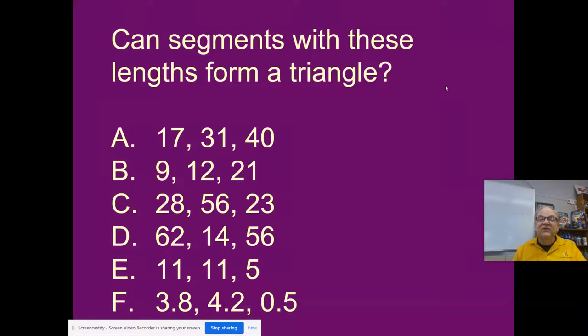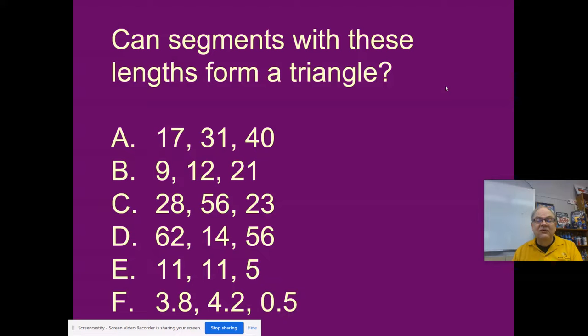So here's some questions that are asking you, could these lengths make a triangle? And you can look at some of these fairly quickly and figure out whether they're yes or no. For instance, if you add 17 plus 31, you're going to end up getting 48. That's bigger than 40, and so yes, that will make a triangle. On the other hand, on B, if I add 9 and 12, I get exactly 21. That's not greater than 21, so B, no, it will not make a triangle.